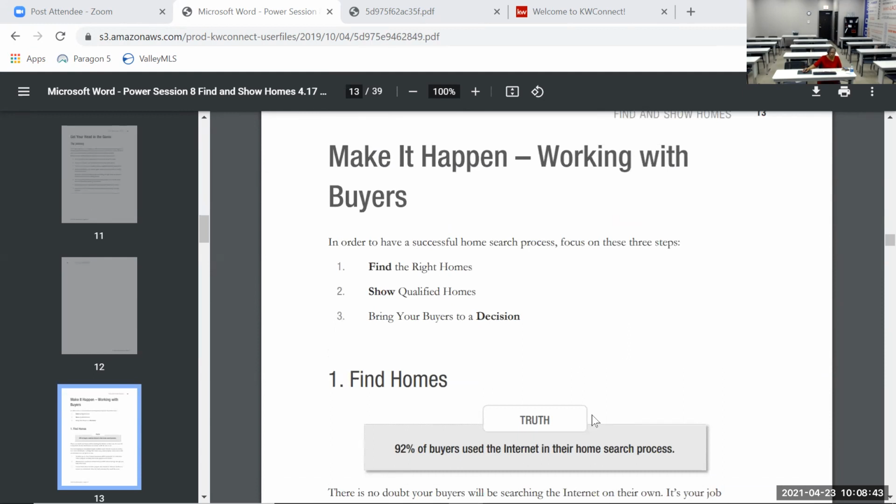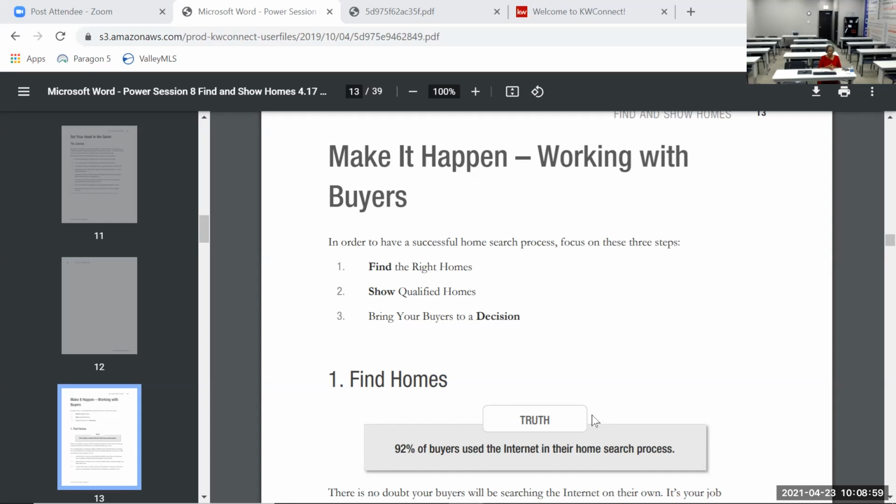Make it happen, working with buyers. In order to have a successful home search process, focus on these 3 steps: find the right home, show qualified homes, bring your buyers to a decision.